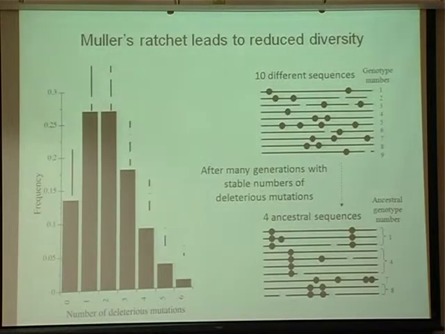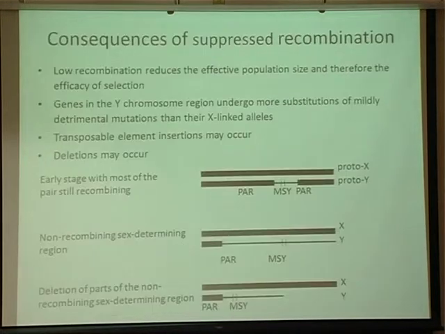I'm not going to explain Muller's ratchet, because that's another process that's somewhat similar to the one I just showed you, and I don't have time, but some of you may have heard of it, and if not, it's described in our textbook. It's probably an important process happening on Y chromosomes and asexual genomes.